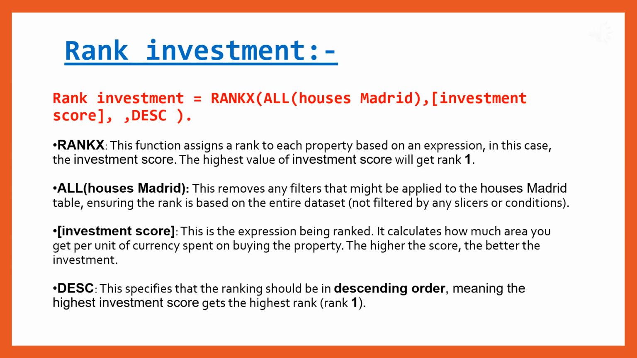Rank investment. In this formula, RANKX, this function will assign a rank to each property based on an expression, that is investment score. The higher the investment score value, the property will get rank 1. Then ALL house Madrid means this will remove any filter if I have applied before. It will ensure that rank is based on the entire data set. Then the investment score is the expression to rank. Then descending, this will specify that ranking should be in descending order, meaning from highest to lowest. So the highest investment score will get the highest rank, 1, for the property.